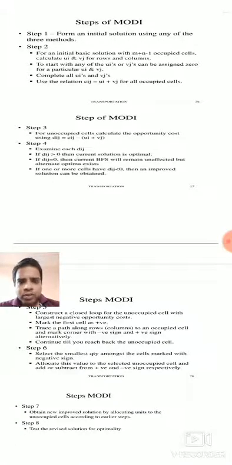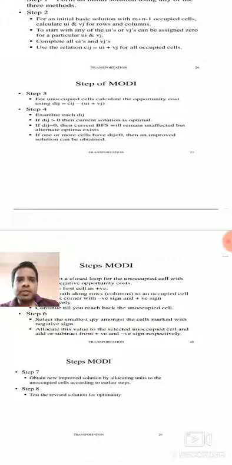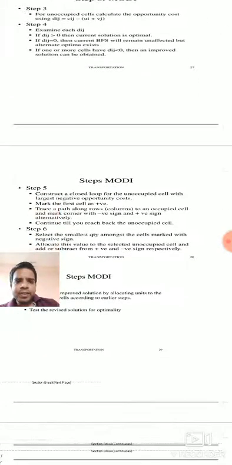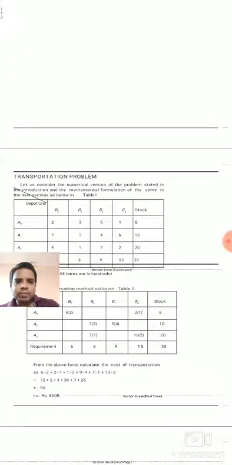In step 4, we are going to check whether all Dij values are greater than 0, then the solution is optimum. If the Dij values are equal to 0, then the basic feasible solution will remain unaffected, but an alternate optimum solution exists. If any Dij values are less than 0, then we need to improve the solution. Steps 5, 6, and 7 we are going to discuss while solving the problem.